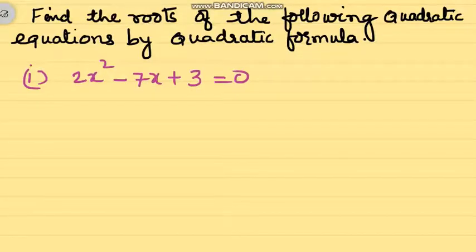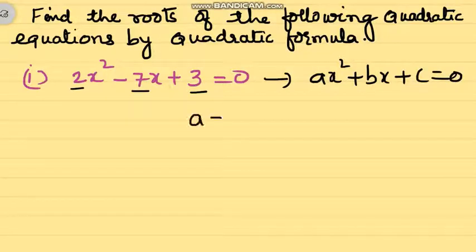Yes, children, now let us see. Here you have been provided with one equation, that is 2x square minus 7x plus 3, and the question says find the roots of the following quadratic equations by quadratic formula. Some more questions we will be solving. So question number 1 is 2x square minus 7x plus 3 equal to 0. Now you have to recognize what is a, what is b and what is c. If you compare this equation with ax square plus bx plus c equal to 0, you will get a equal to 2, b equal to minus 7 and c equal to 3.